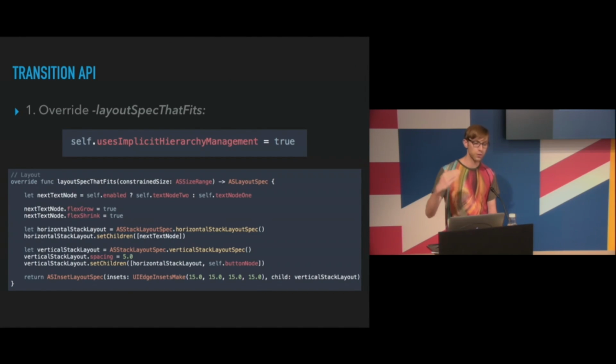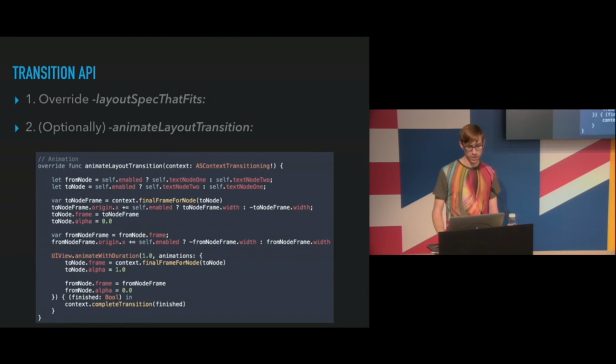So all you need to do is make sure that option's enabled and then implement a layout spec that fits method that is able to specify more than one layout depending on some other state. So for example, here we have an enabled property that either adds text node 1 or text node 2. And so in the first layout pass, it's text node 1, and then later when we trigger a layout animation, we will return the other value, and then we'll be able to transition very easily.